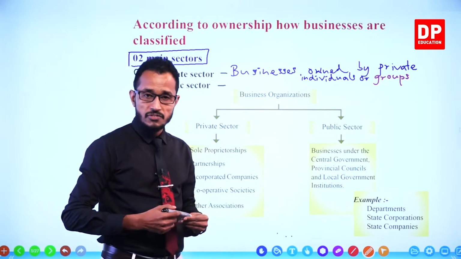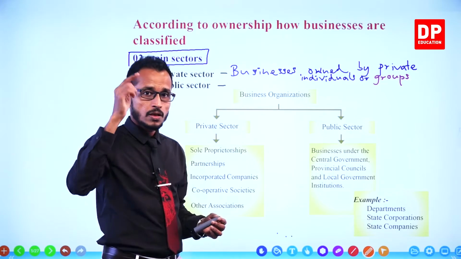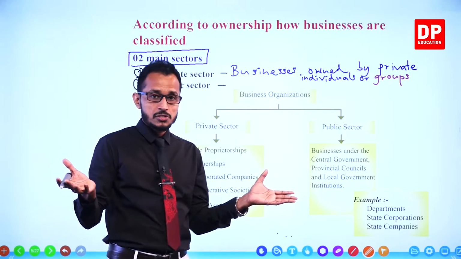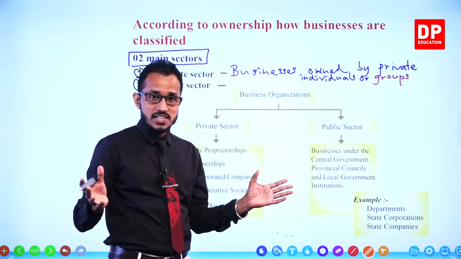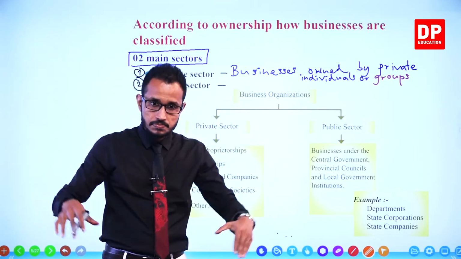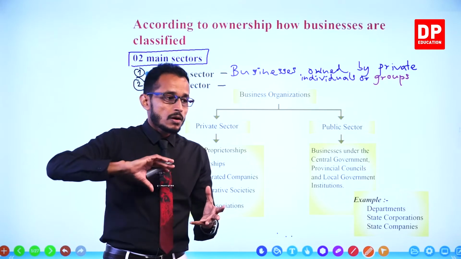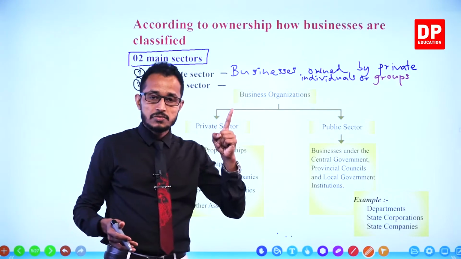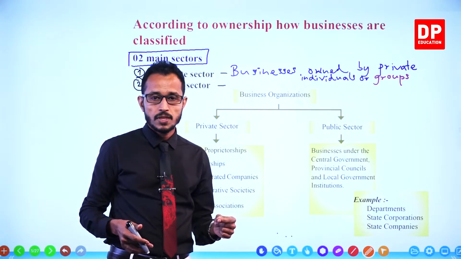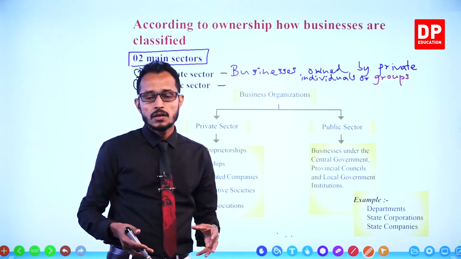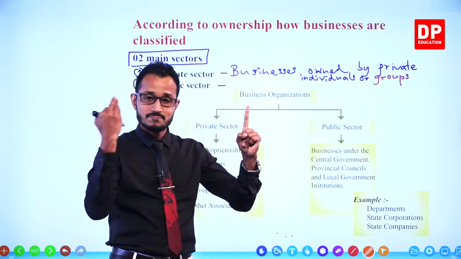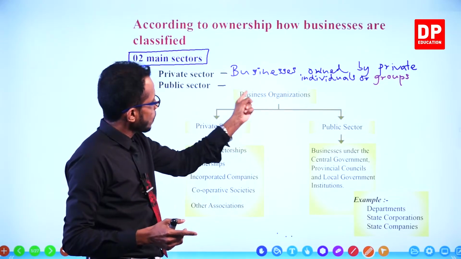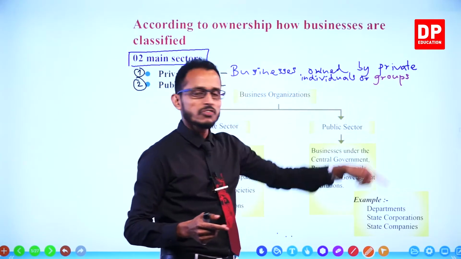Remember what business organizations are? The definition which I gave for business organizations, remember? When we say what are business organizations, we say business organizations are organizations, right, started and carried out by individuals or groups of individuals. Started and carried out by one person or by group of individuals. So businesses owned by private individuals or groups of individuals.